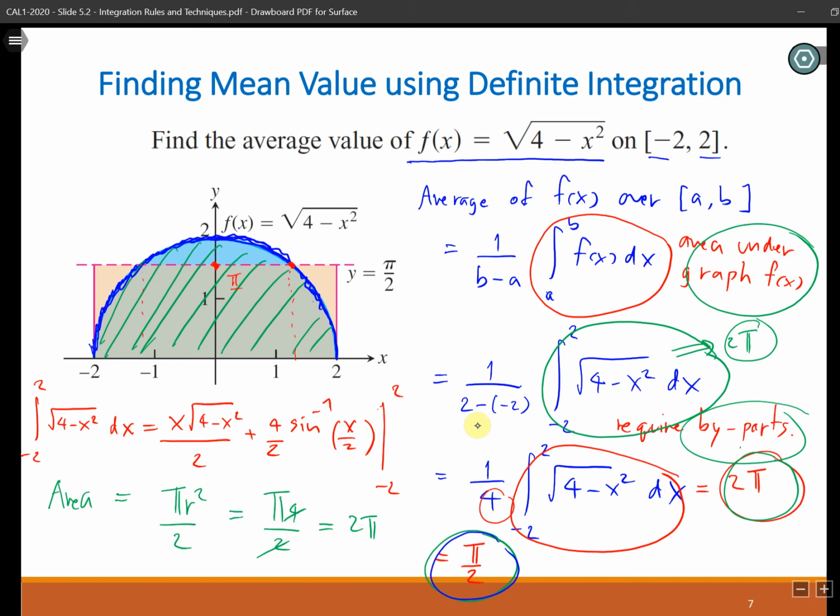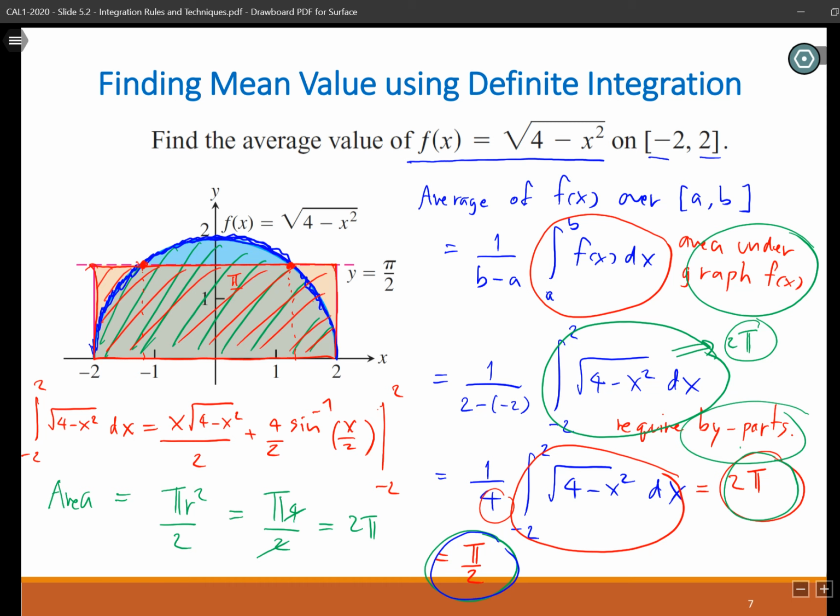Function value right here. I'm going to take this out. It's supposed to be a point on the line, right? So either here or there. And as I told you, the average value of a certain function is the average height that creates a rectangle with the same area as the area under the graph.